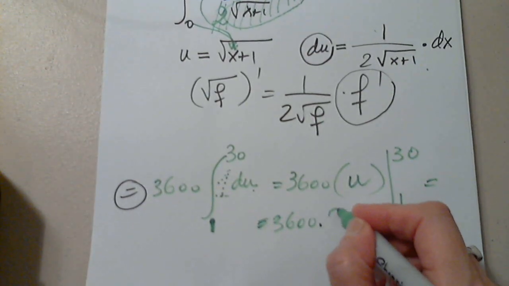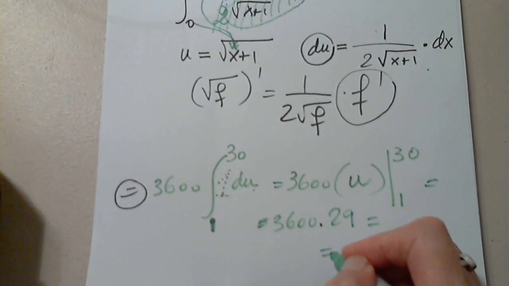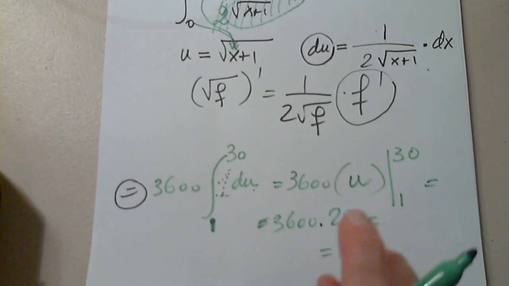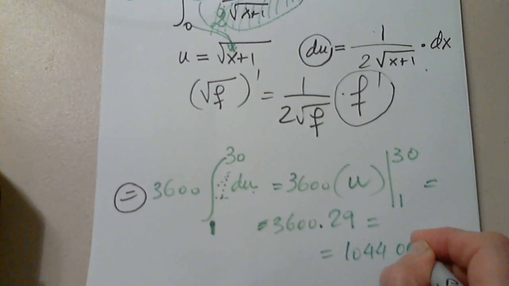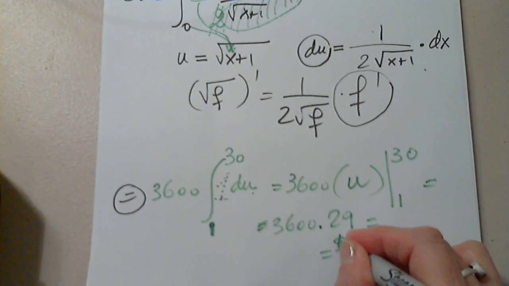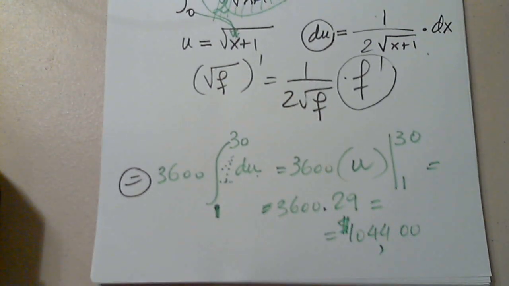30 minus 1 is 29. Do I have my calculator handy? I do. How much is 36 times 29? 1044 and 2 more zeros.